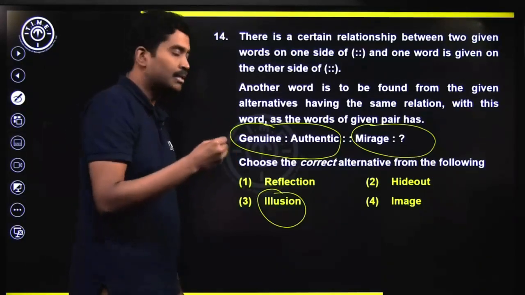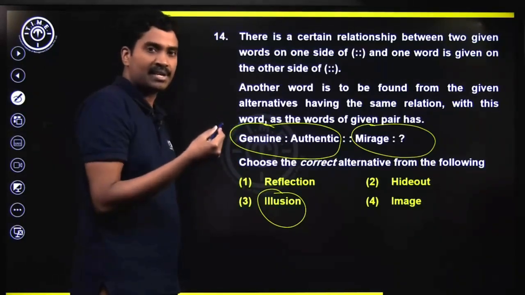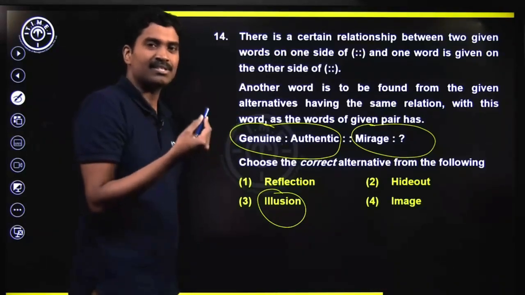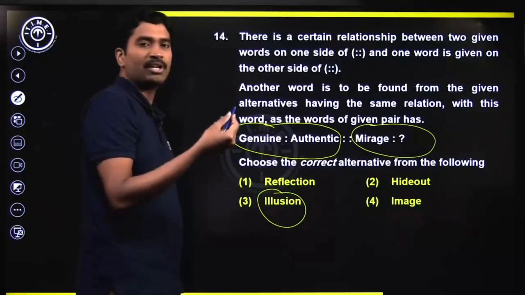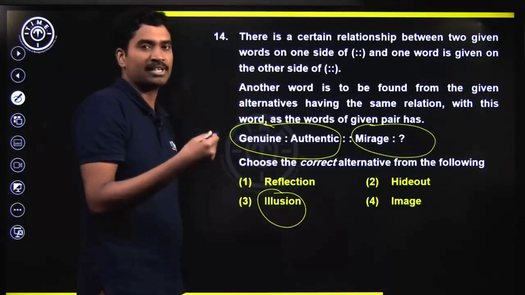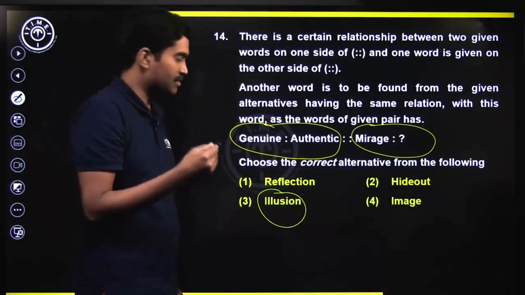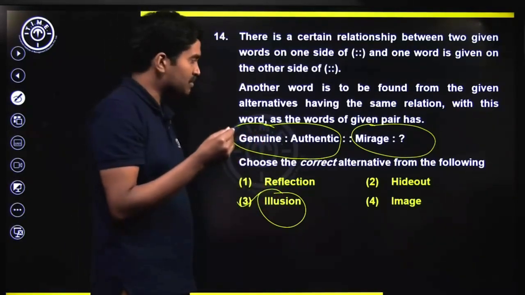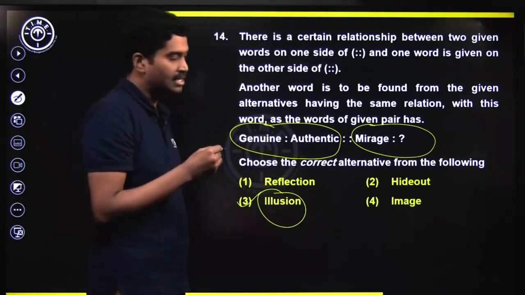For example, travelers who are roaming in the deserts sometimes have mirages. They see illusions of an oasis. That's visual thinking. When you're traveling on a road, you see a mirage. You see something like water on the road when it is not actually there. That happens because of refraction. Correct? So option 3, genuine and authentic are synonyms. Mirage and illusion are synonyms.